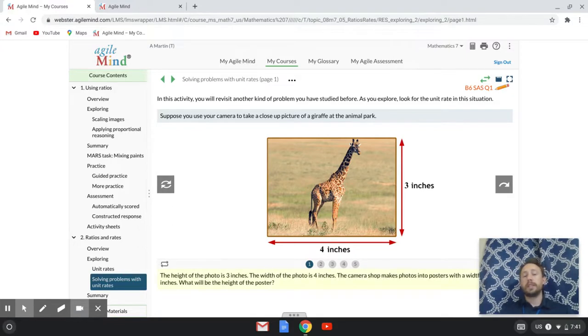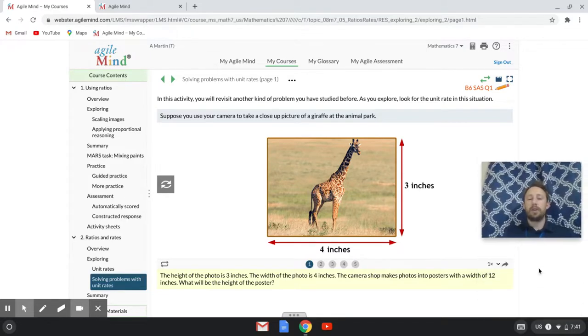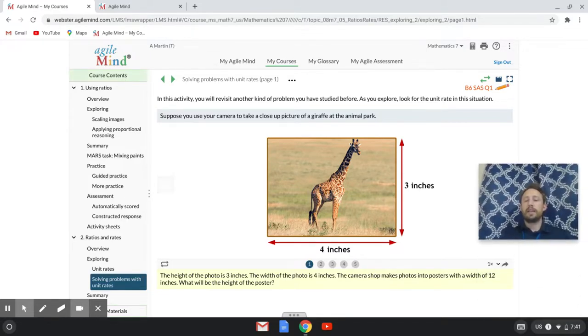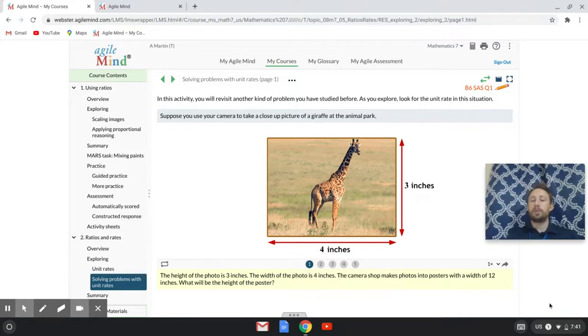All right, so looking at this, you should notice that the height of the photo is 3 inches and the width of the photo is 4 inches. And the camera shot makes the photo into posters with a width of 12 inches. So what will be the height of the poster? If the new width is 12 inches, what would the height be?